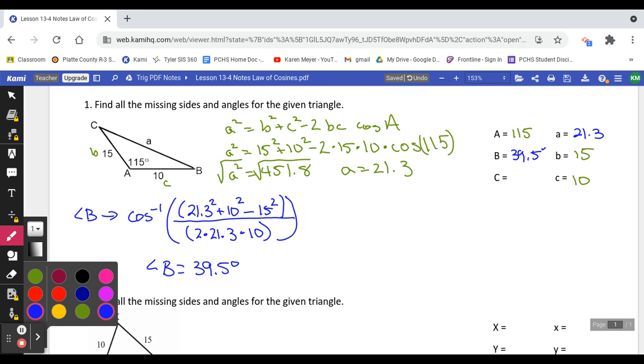And then finally, we get to go back to, hey, if I know two angles, I can do 180 minus, minus, to find the third angle. So for angle C, I would do 180 minus 115 minus 39.5. And angle C would be 25.5. And there I have my three answers. Done.